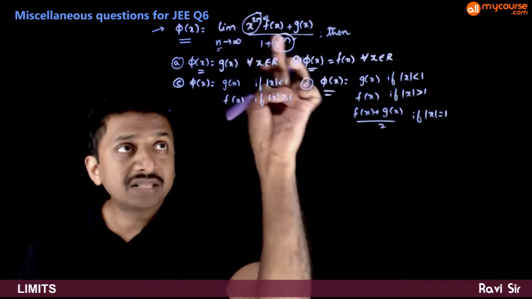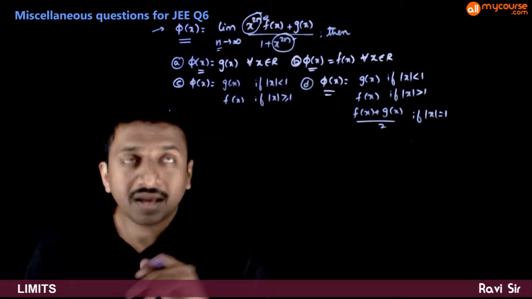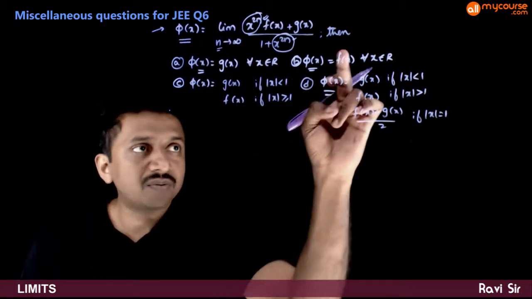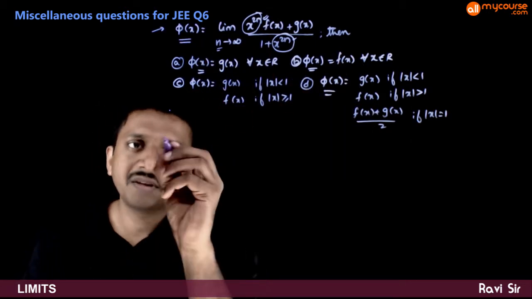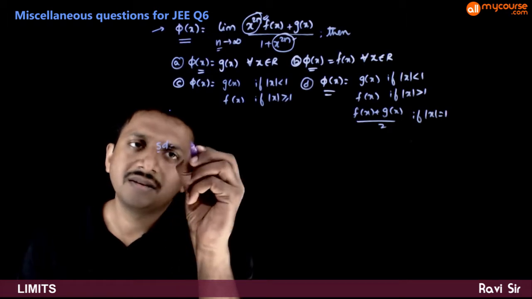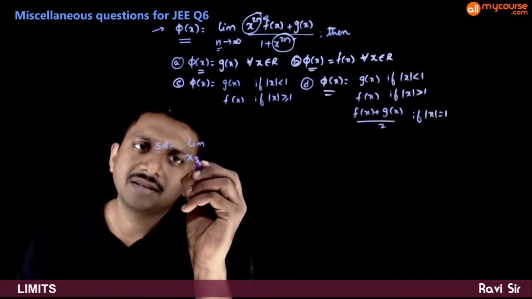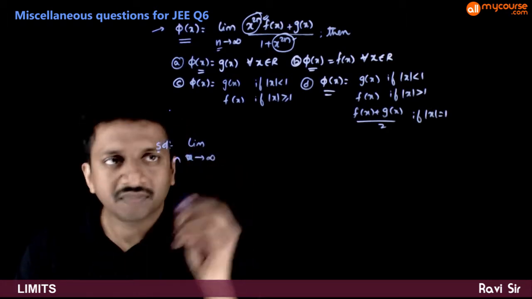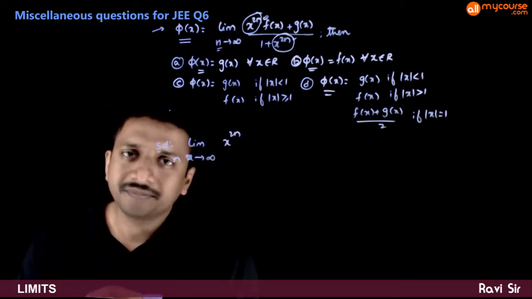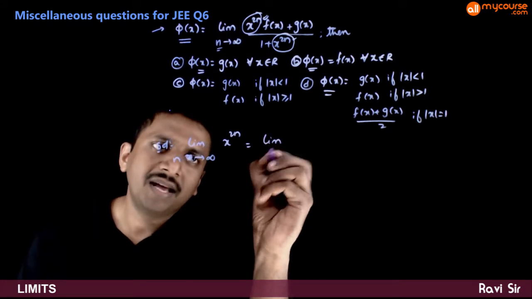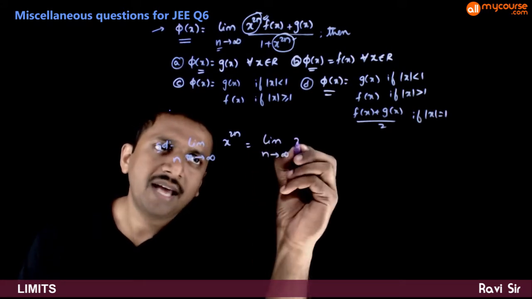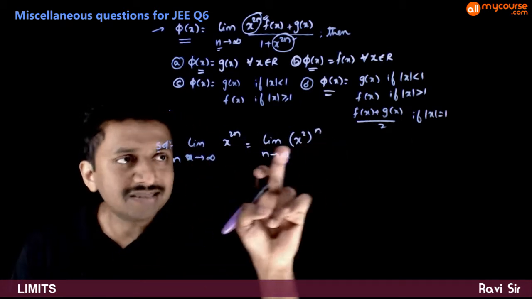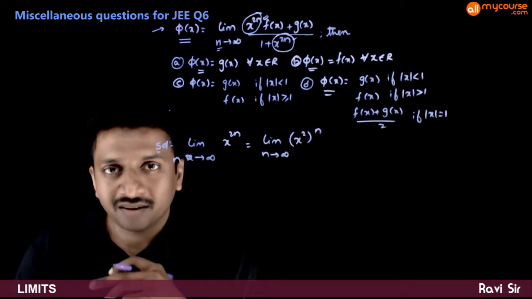If you analyze what happens to x^(2n) as n tends to infinity, you can very clearly see the piecewise definition of phi of x. So first let us analyze that. Limit n tends to infinity of x^(2n) is nothing but limit n tends to infinity of (x^2)^n. x^(2n) is (x^2) whole power n.